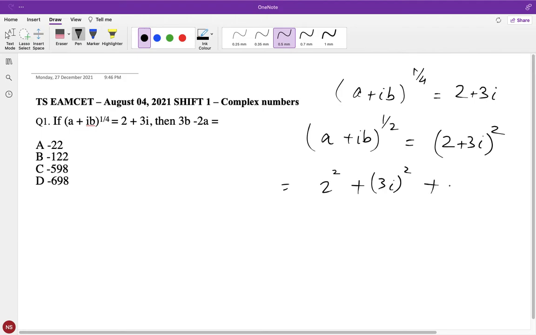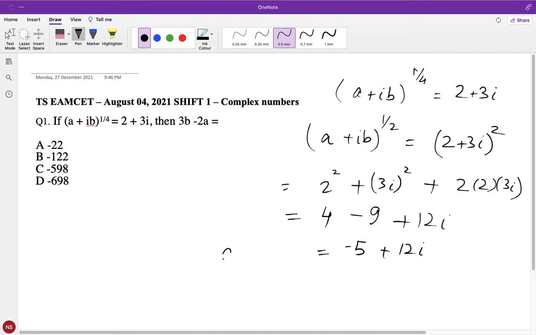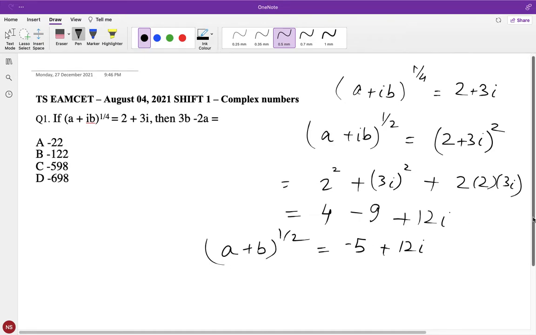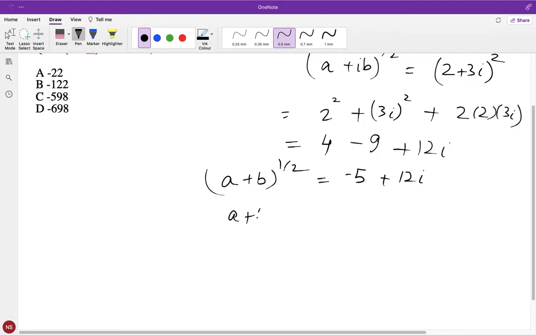A plus b whole square is a square plus b square plus 2ab. Right? We know that iota square is what? Minus 1. So 3 square is 9. 2 times 2 is 4 times 3 is 12. So minus 5 plus 12 iota is a plus b raised to the power half. Now if I just square it, half is gone. So a plus b is minus 5 plus 12 iota squared.